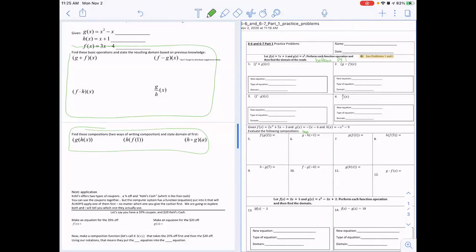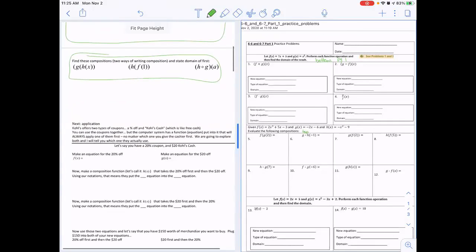So for 1 through 4, you're going to reference the bottom of page 1 in the notes. And for 5 through 12, you are going to reference the top of page 2.